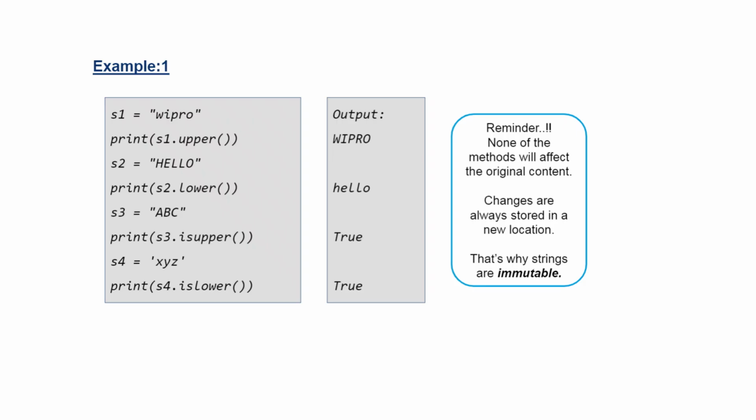See the examples of the built-in methods. S1 is Wipro, with everything in small letters. S1.upper converts everything to uppercase, and you can see the output beside the program. Next, S2 is HELLO in uppercase. If you write S2.lower, everything prints in lowercase. You can see the output at the right side. S3 is ABC in uppercase. If you write S3.isupper, every letter of the string is uppercase, so it prints true. S4 is xyz in lowercase. islower means all the letters in S4 are lowercase, so it prints true.